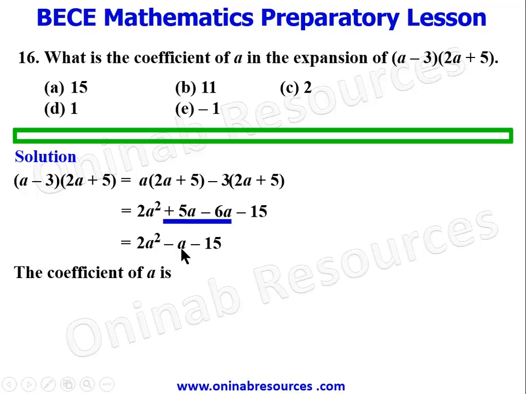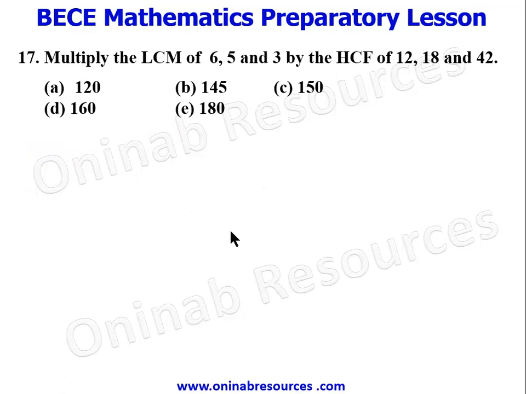Therefore, the number attached to a here, which is negative 1, is the coefficient of a, and that is option E. So we have done justice to problem 16. We go to problem 17. Multiply the LCM of 6, 5, and 3 by the HCF of 12, 18, and 42. So we have the options here.